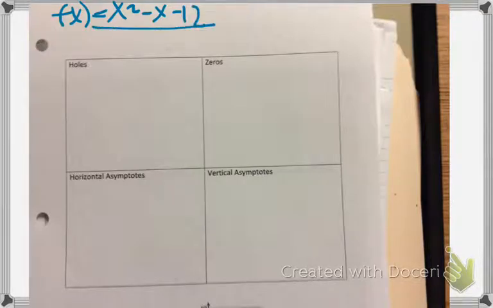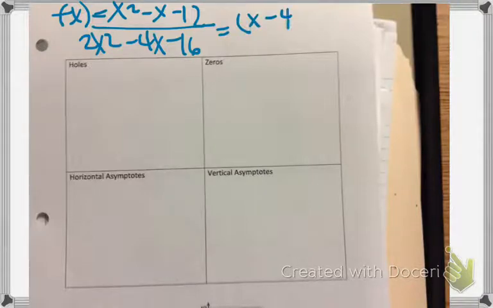Okay, we're going to take the function f of x equals x squared minus x minus 12 over 2x squared minus 4x minus 16. All right, so we can break that down into what up here? X minus 4, x plus... 3, is that what you said? Yeah. Okay.